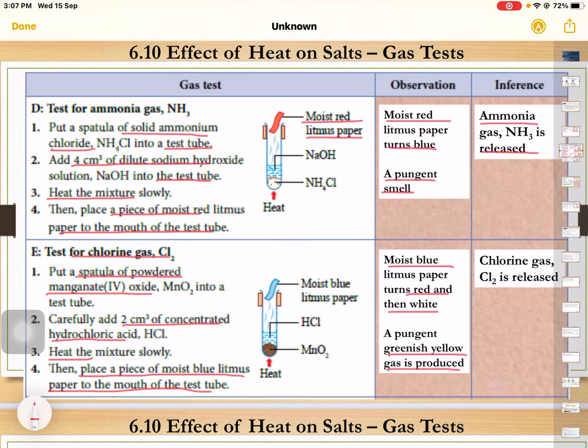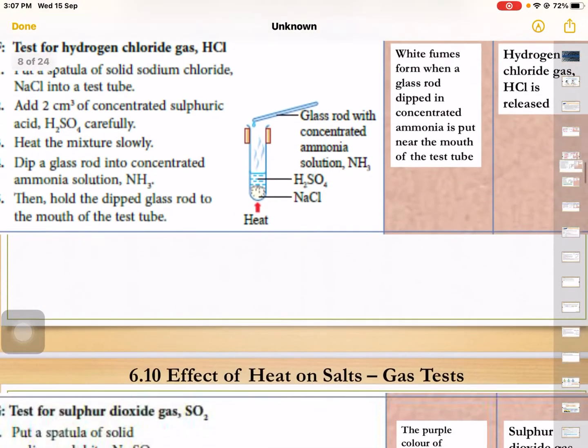Okay, bila observation kita dapat moist blue litmus paper turns red, lepas tu bleach turns white, lepas tu ada bau pungent, lepas tu gas yang berwarna kuning terhasil, maka inference yang kita boleh buat adalah chlorine gas is released.